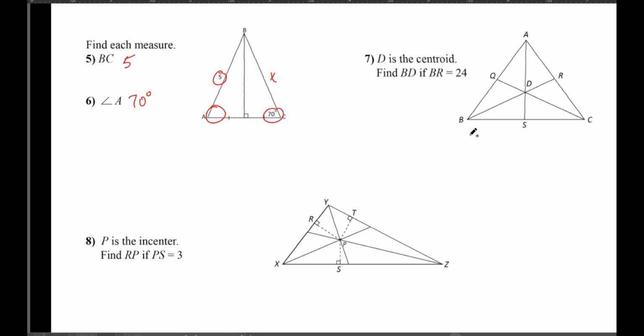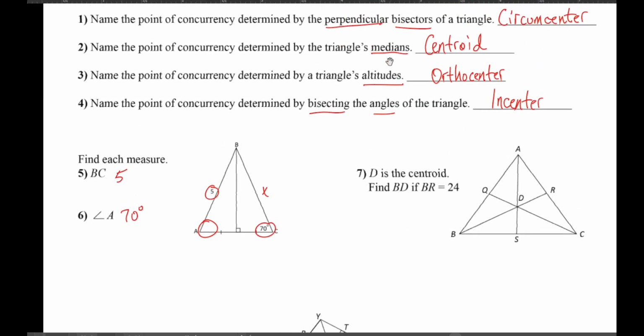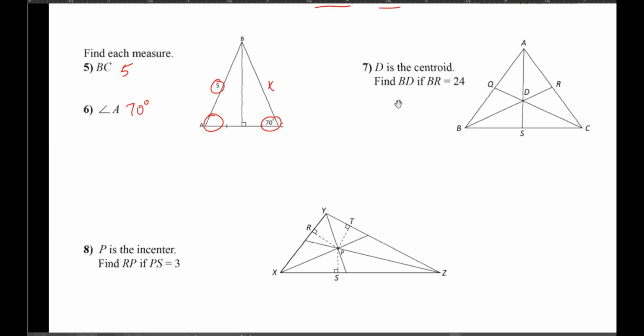Number 7 is a little bit trickier, but we've done this before, so let's look at it again. This is the centroid thing. What was the centroid? You found the medians of the triangle. Now we learned something about the centroid. If this is the centroid, the median goes from the vertex to the midpoint of the opposite side. So I know these two segments are equal, and these two segments are equal. But that's not really what we're concerned about on this problem.